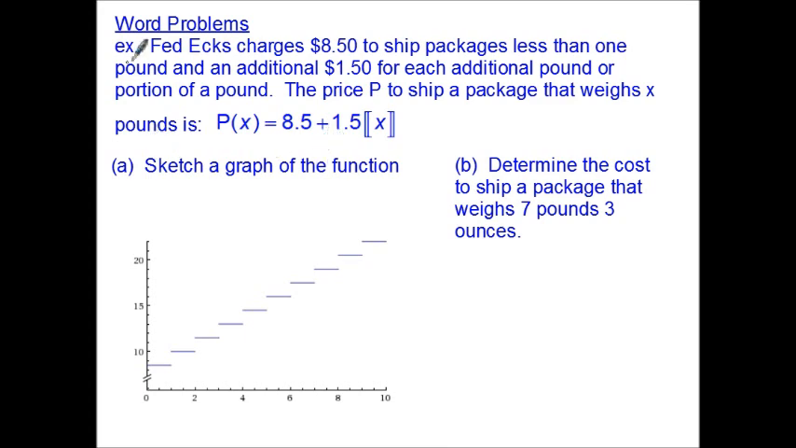For instance, shipping companies, let's say we have FedEx. It charges $8.50 to ship packages less than 1 pound, and an additional $1.50 for each additional pound, or just a portion of a pound. So the price P is given by this function here. P of x is 8.5, so there's your $8.50 for just saying, hey, I'd like to mail something, and then the 1.5 per pound over that.